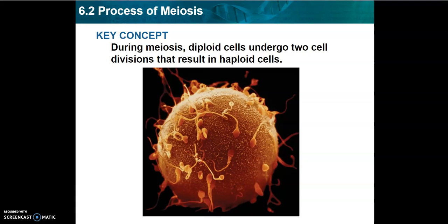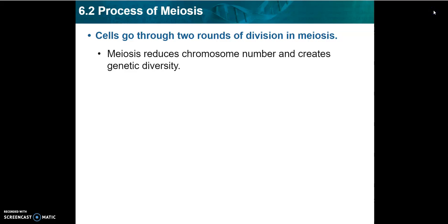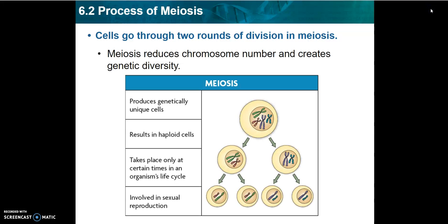Chapter 6, Section 2, the process of meiosis. During meiosis, those diploid cells are going to undergo two cell divisions that result in haploid cells. Cells will go through 2 rounds of division in meiosis. This is going to reduce the chromosome number and create genetic diversity, which is so important for the sexual genetic diversity that we need. So meiosis will produce genetically unique cells. It's going to result in haploid cells, and it takes place at only certain times in an organism's life cycle.